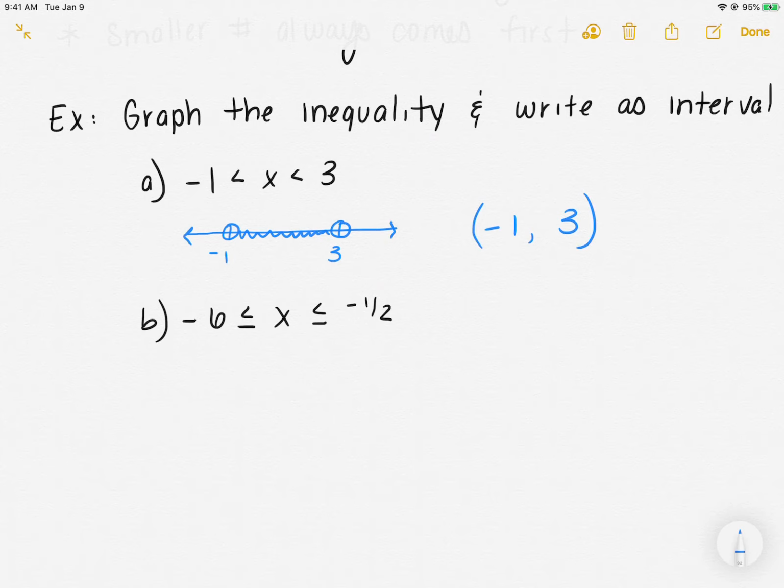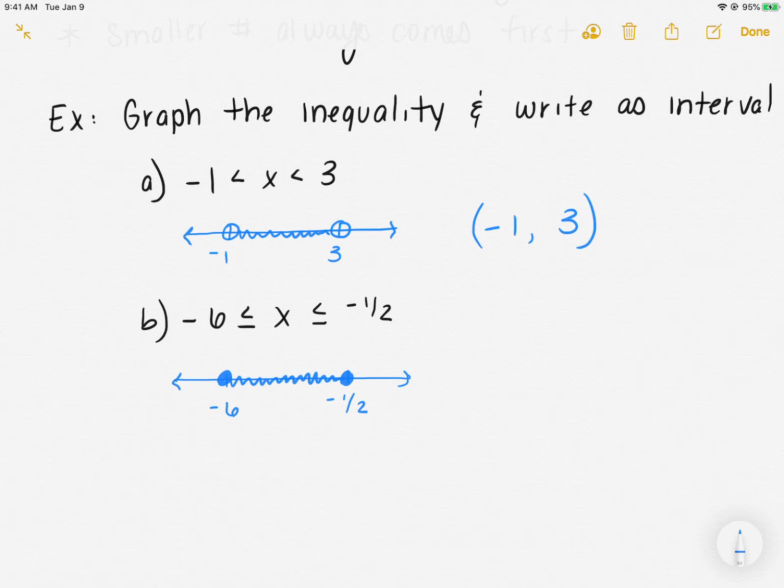So when I go in, I'm going to draw it. I need a -6 and a -1/2. They're equal to's, so I'm getting my closed circle. Closed circle. My x is in between, so I shade in between.